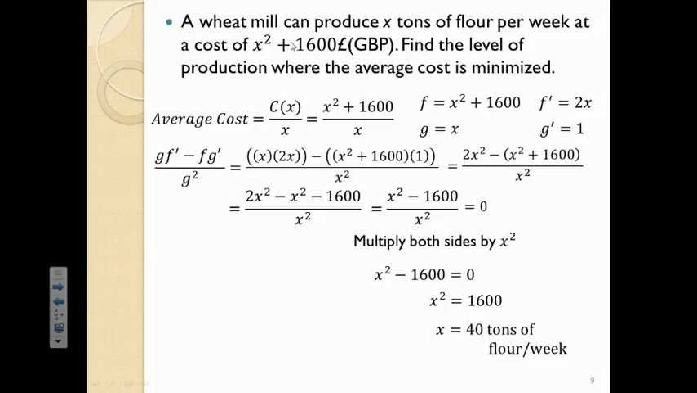And x is, a wheat mill can produce x tons of flour. So our unit is tons of flour. So we know that the average production cost will be minimized when we are producing 40 tons of flour. So hopefully this feels very familiar. It's simply taking what we've done a step further, taking our cost function and dividing it by x gives us our average cost function. And to minimize it, we take the first derivative, set it equal to 0, and solve.